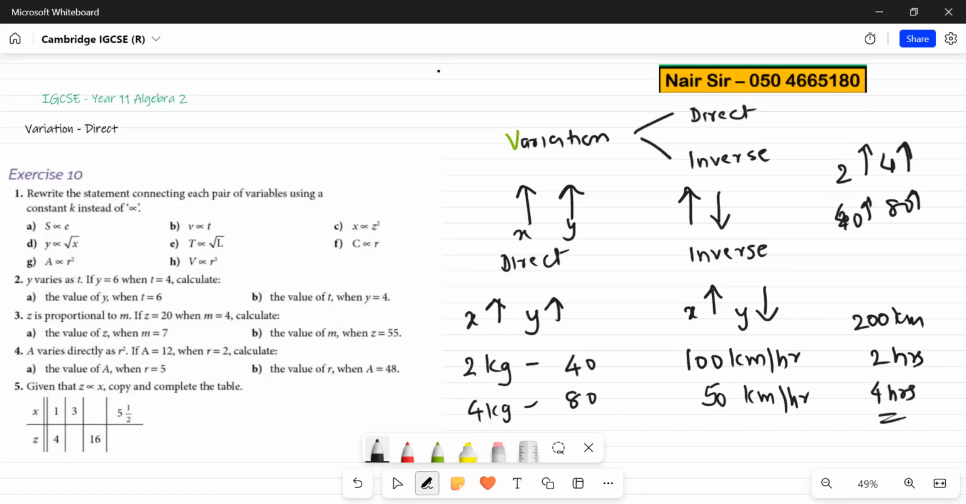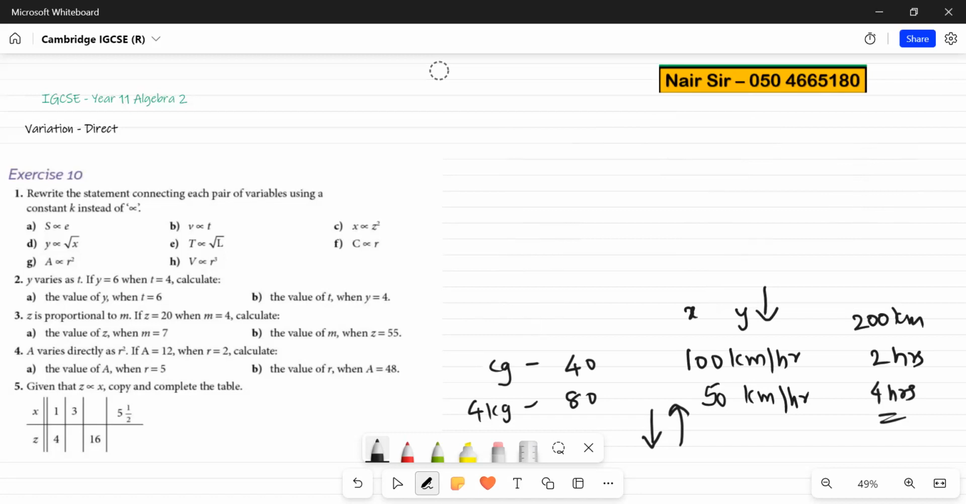So what is happening here is, as the speed is decreasing, the time taken to reach the destination is increasing. And that is what you call inverse. And this is what you will be solving mathematically.